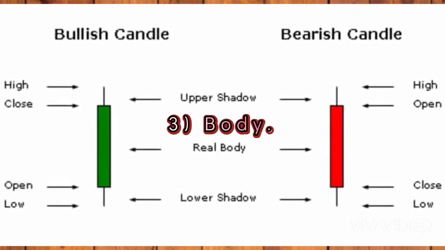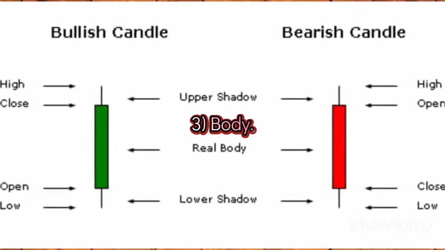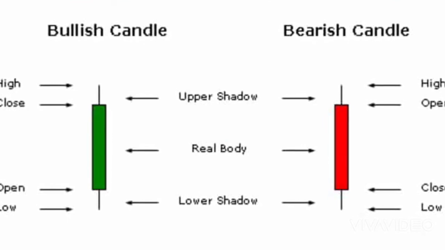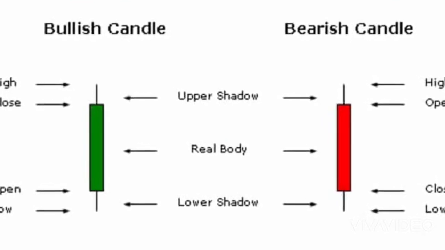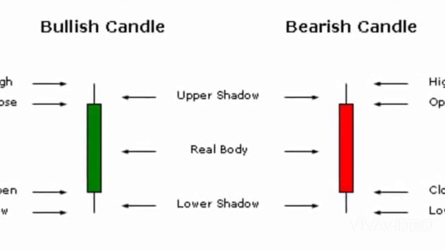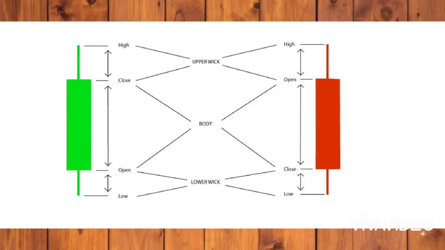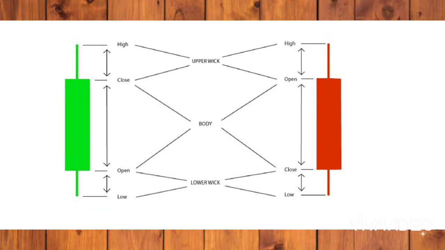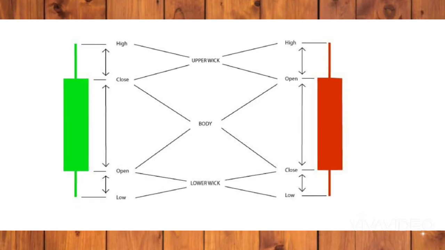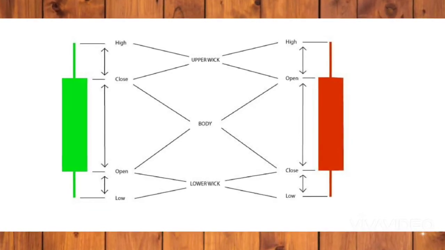3. Body. This shows the winning team in the entire period. That is, a green body shows that the buyers have won overall and a red body shows that the sellers have won. Now let's see how exactly to say that. We cannot do this everywhere.